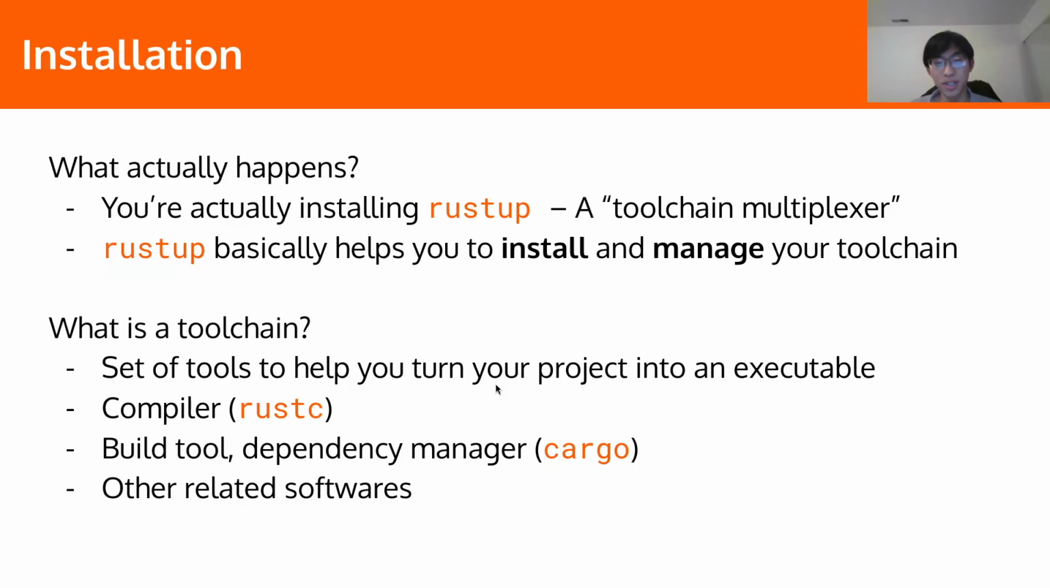When you write your project, you end up with a bunch of source files, but these aren't actually runnable by the computer yet. So you need a compiler to compile the source code into machine code, like assembly, that can be run by the CPU. It will also include the build tool and the dependency manager. In this case, it's Cargo, which we talked about on the last slide.